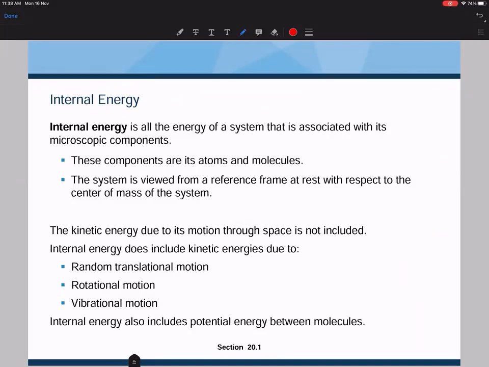So the internal energy is actually the sum of all the energies associated with its microscopic components, which, if you like, is just the atoms or molecules. And the big question is, how do we consider the internal energy? The idea is that to consider all energy for the internal energy, in order to calculate it, would actually be a very painful process.